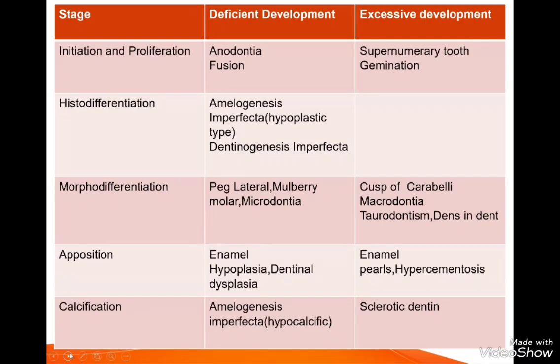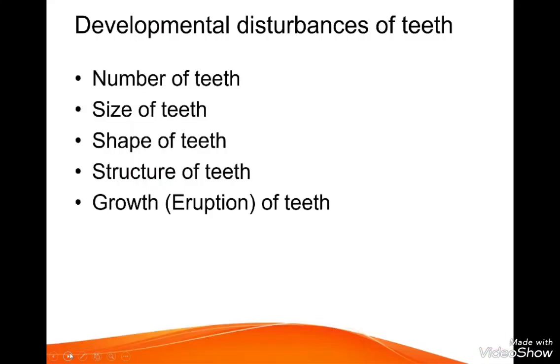And if there's deficient apposition, it could lead to enamel hypoplasia, dentinal dysplasia. And if there's excessive apposition, it could lead to enamel pearl, hypercementosis. If there's deficient calcification, it leads to amelogenesis imperfecta of hypocalcific type. And if there's excessive calcification, it leads to sclerotic dentine.